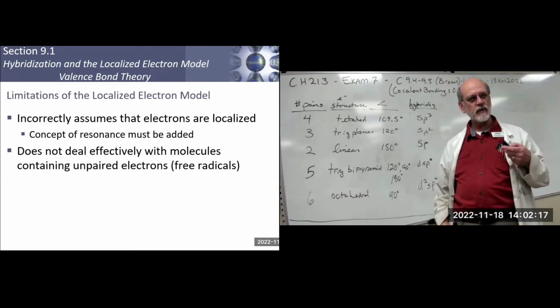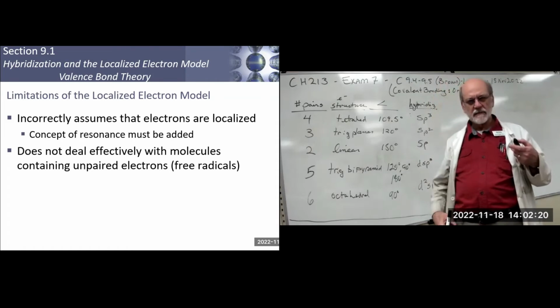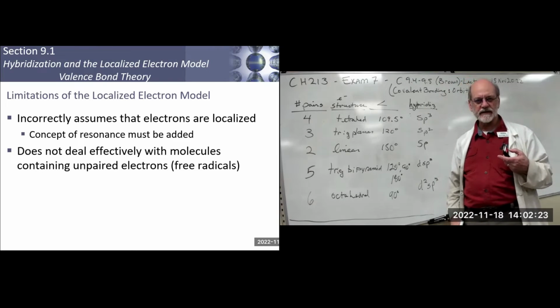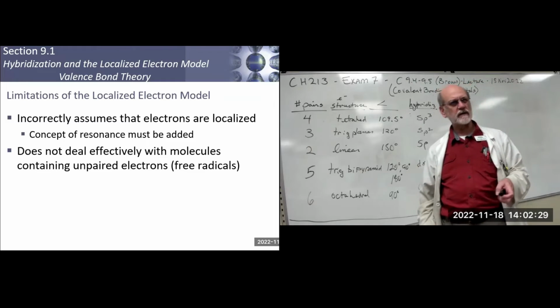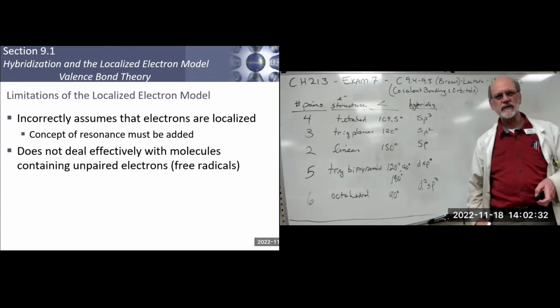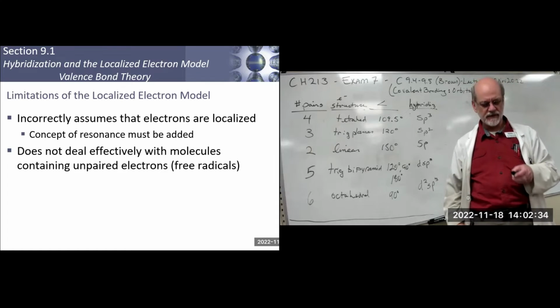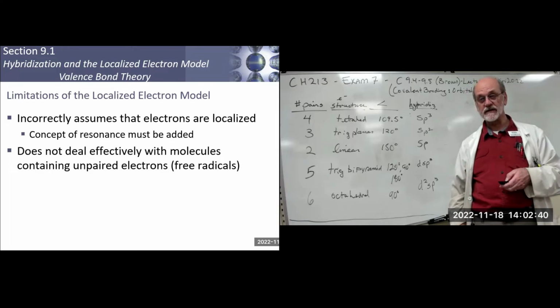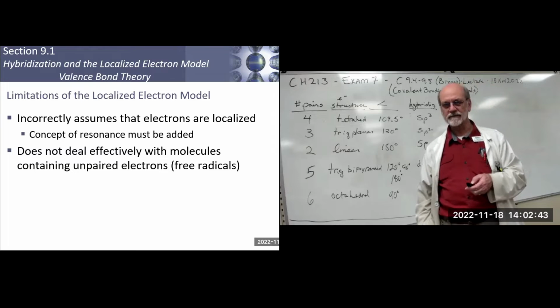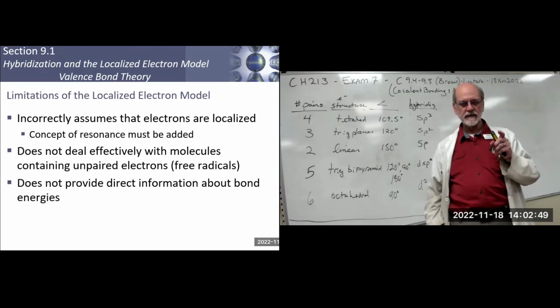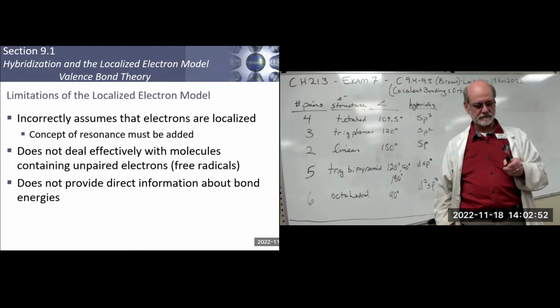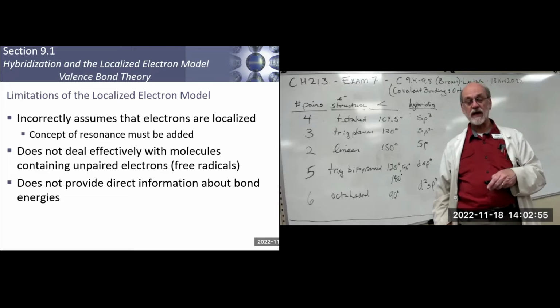It also, and I think we have maybe one example in the past, the localized electron model doesn't effectively deal with unpaired electrons. What do you do with free radicals? I mean, we had one, it wasn't nitrate, but it was one of those nitrogen oxygen compounds, I think, that gave us a free radical. And we just had to sort of ignore it. And the model does not provide direct information about bond energies. You can't calculate what the bond energy is based on this model.